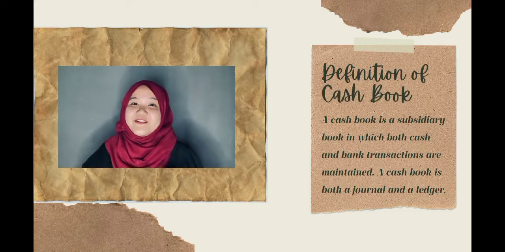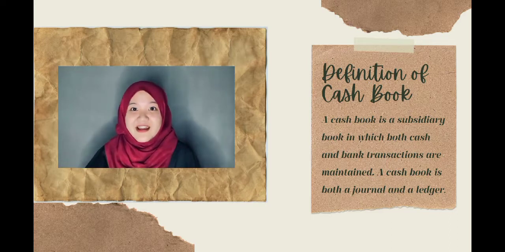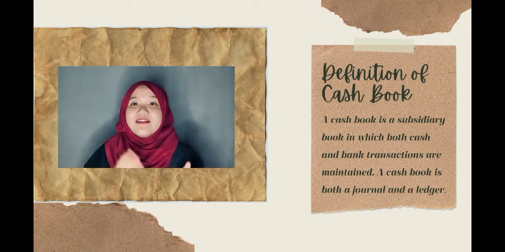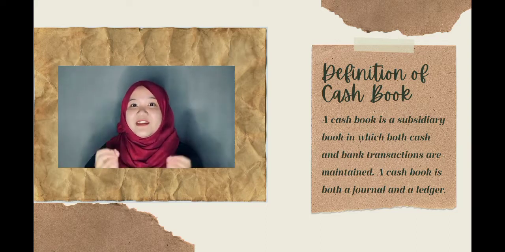Alright, I will continue with the cash book. The definition of a cash book is a subsidiary book in which both cash and bank transactions are maintained. A cash book is both a journal and a ledger. For a detailed explanation, both cash receipts and cash payments are recorded in a cash book. The cash book is also regularly reconciled with the bank statements as an internal auditing measure.